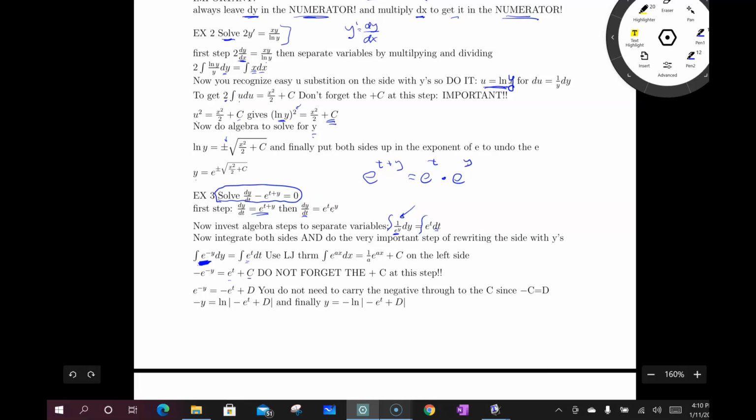The antiderivative here is just e to the t, plus c. Plus c right here, don't forget it. You must do it right after you do the antiderivative, and put it on the side that doesn't have the y. I'd say x's, but this one has t's, correct?